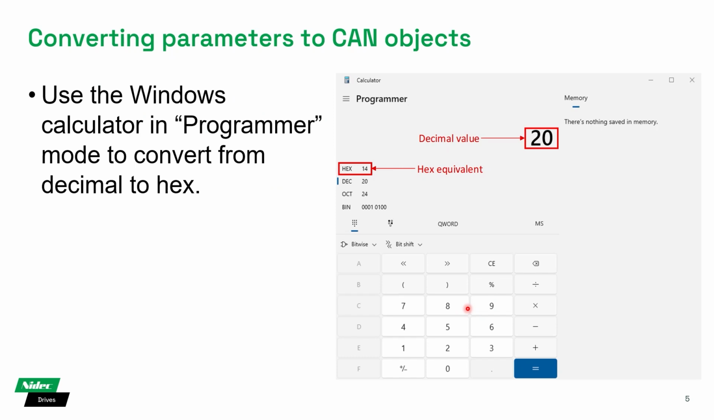So if you're having problems converting between decimal and hex, you can always use the calculator in Windows, put it in programmer mode, type in 20 as a decimal value, and it will give you the converted value here, which in this case is 14.